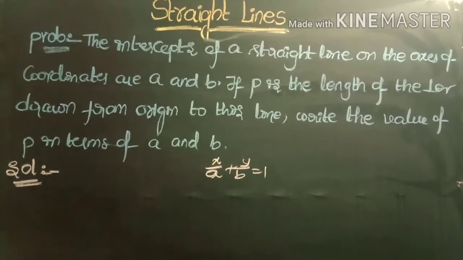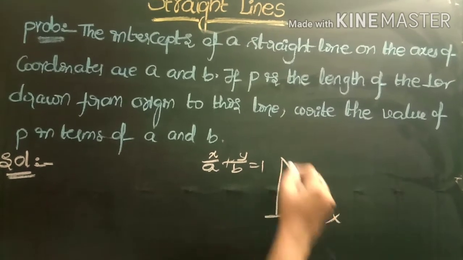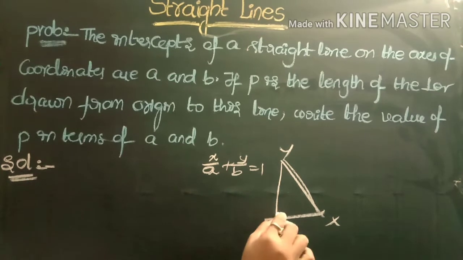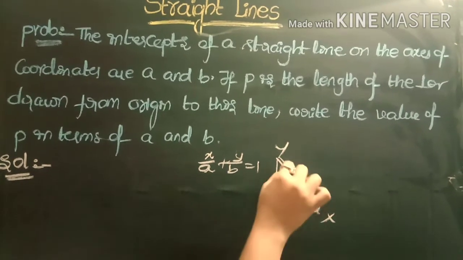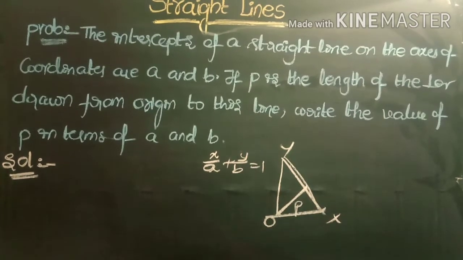Now P is the length of the perpendicular drawn from origin to this line. Suppose this is the line, x-axis, y-axis, origin. This is the given line, x by a plus y by b is equals to 1. P is the length of the perpendicular from origin to this line. Now what is the value of P in terms of a, b? That is the given question.